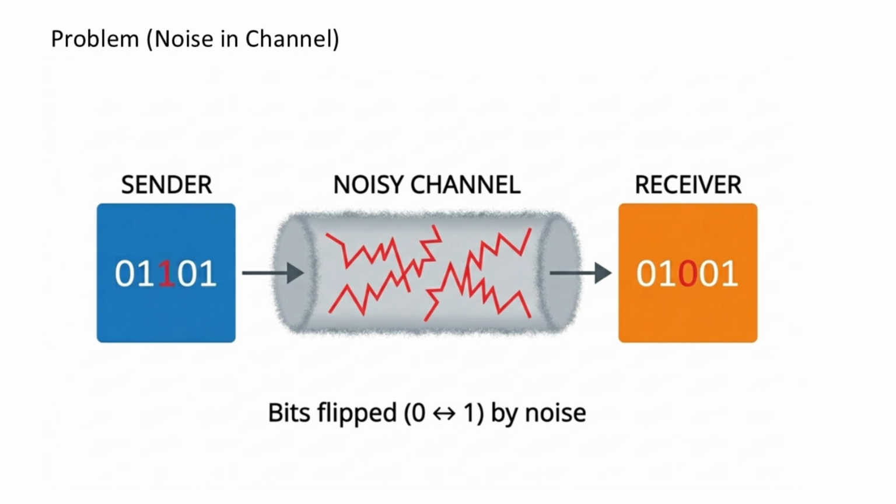Before we understand how channel encoding works, let's look at the problem it is designed to solve. When data travels from a sender to a receiver through a noisy channel, noise and interference can corrupt the transmitted bits. As a result, some bits may be flipped during transmission. For example, a 0 can become a 1, or a 1 can become a 0. These bit errors can cause the receiver to recover incorrect information.